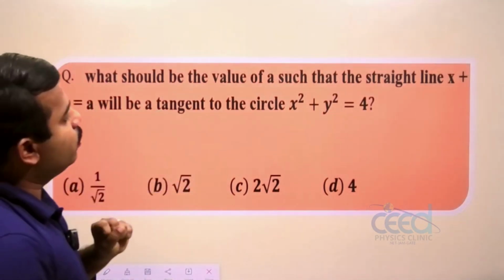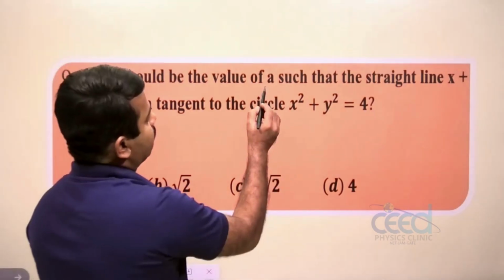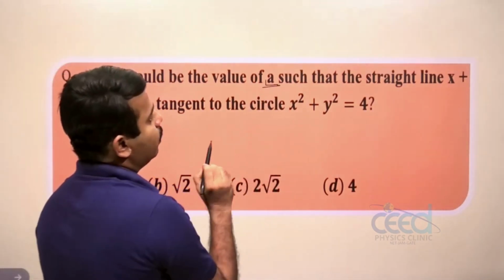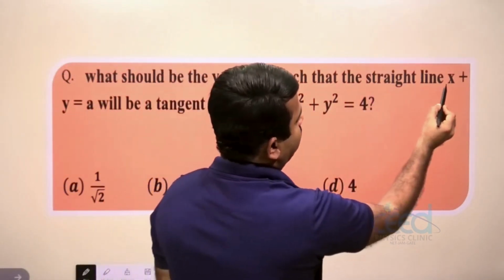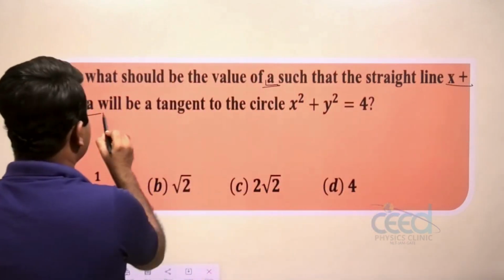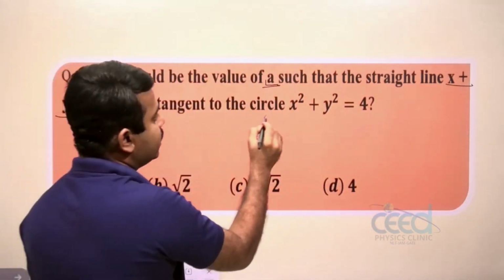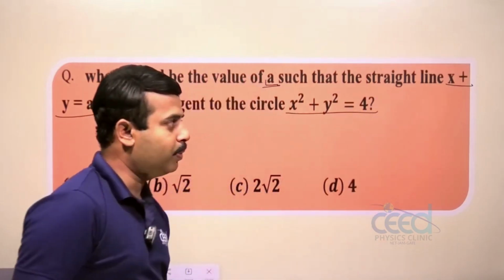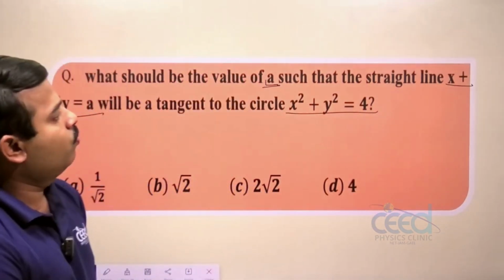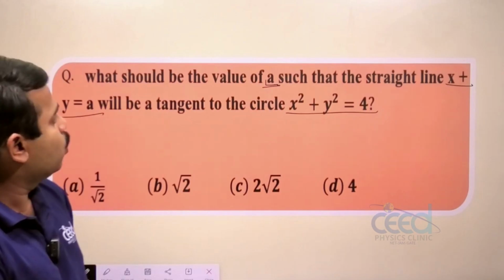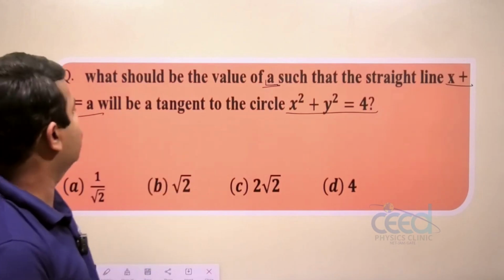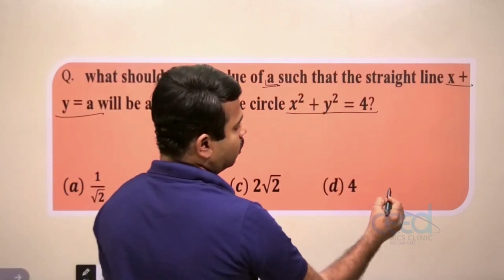What should be the value of A, right? This A value is such that the straight line x plus y is equal to A will be a tangent to the circle x square plus y square is equal to 4. So, to know about this we require a diagram, because a straight line is given.